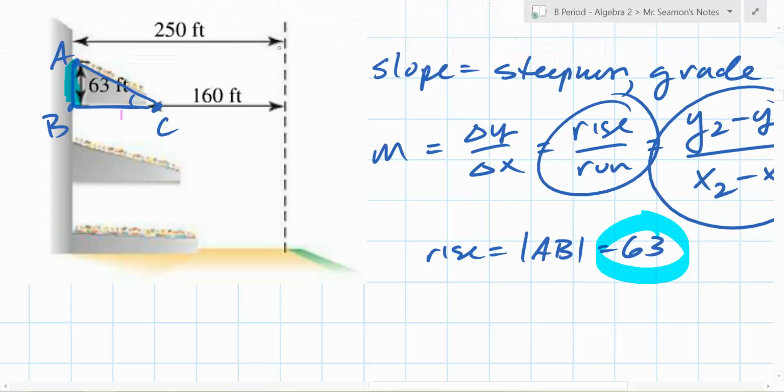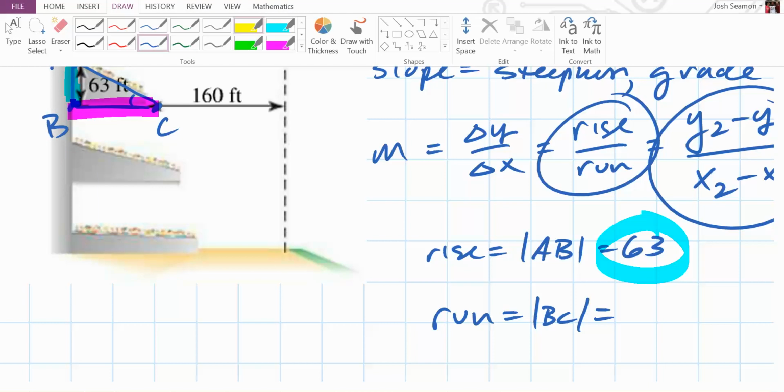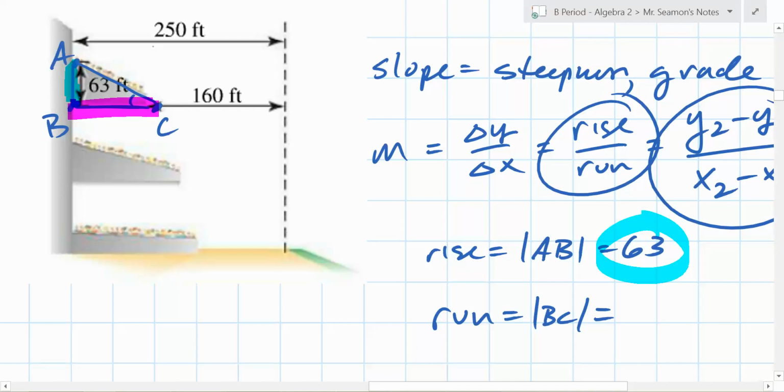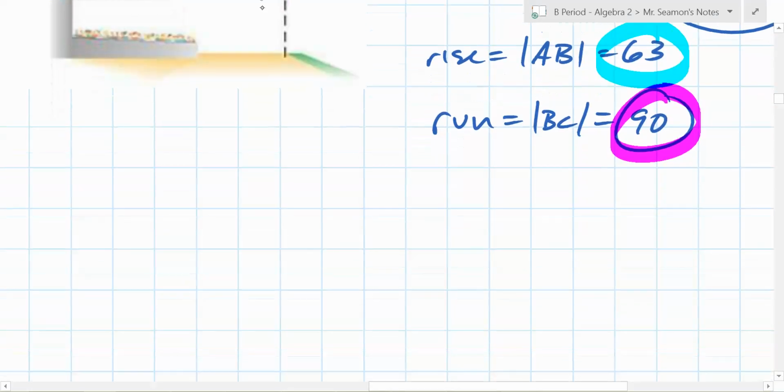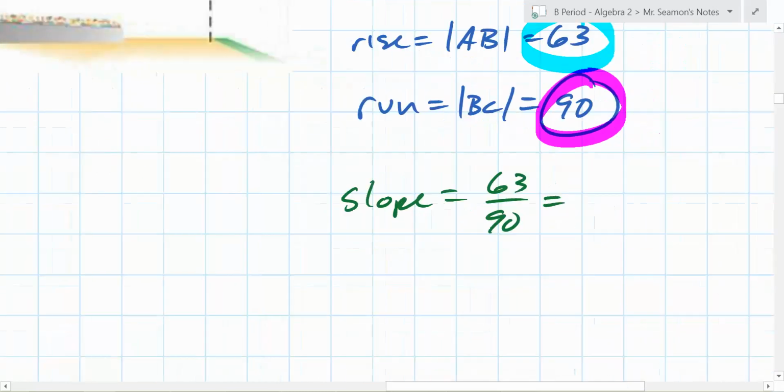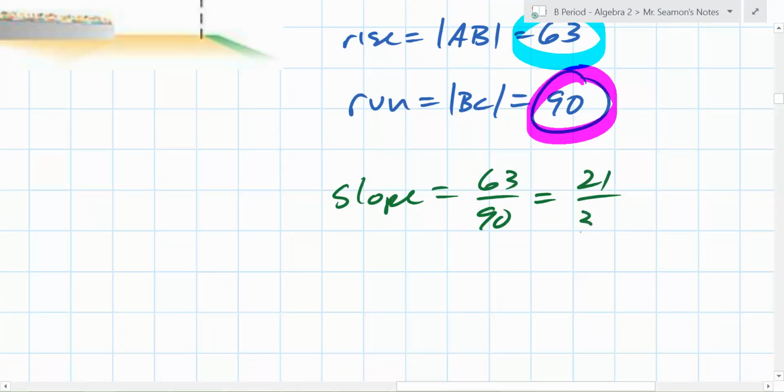The run right there, that's the run, the change. Which distance is that? BC. Yeah, you subtract. Exactly. So can someone tell me what the run is? Minus 9. Exactly, it's 90. So now do we know what the ratio is for the slope? Yeah, what's the slope going to be? So it's going to be 63 over what? Can you simplify that? Yeah, it's 21 over 30.